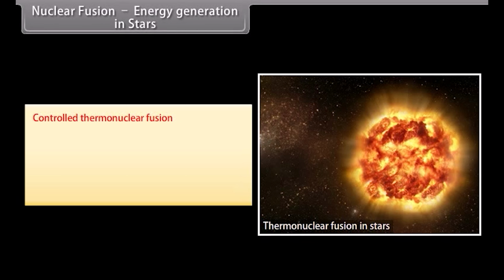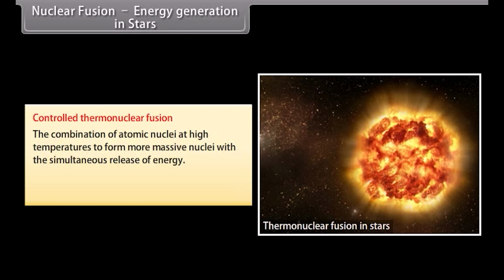Controlled thermonuclear fusion. The combination of atomic nuclei at high temperatures to form more massive nuclei with the simultaneous release of energy, thermonuclear fusion, is the power source at the core of the Sun.